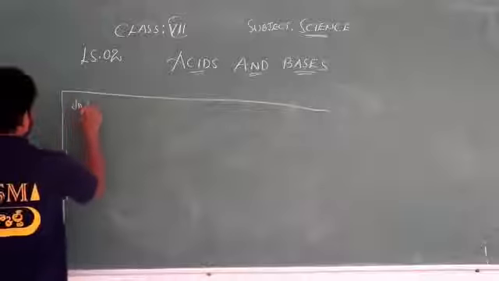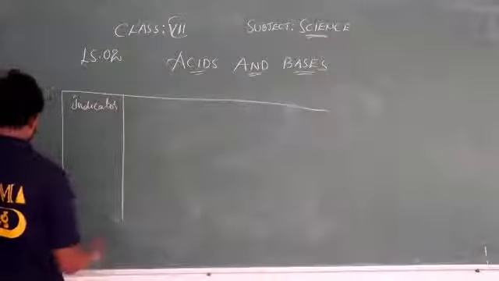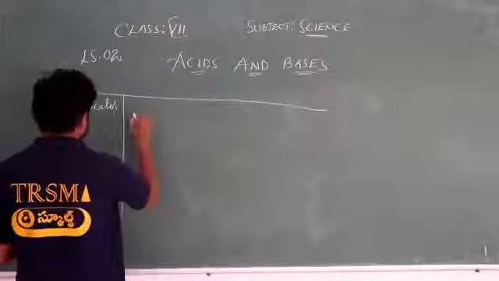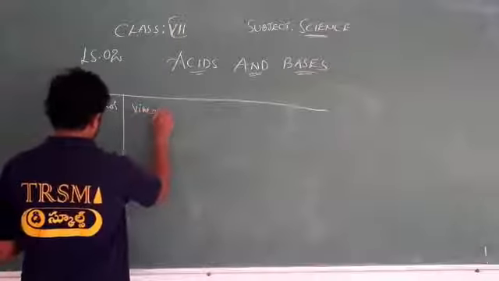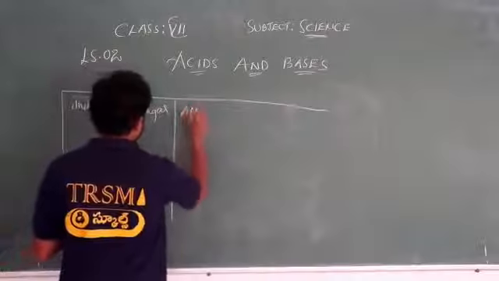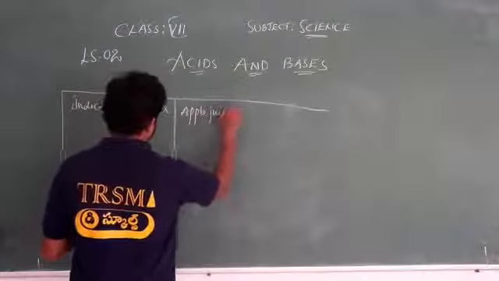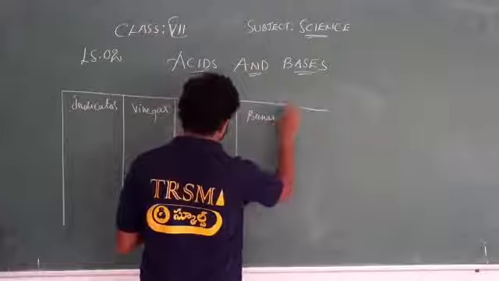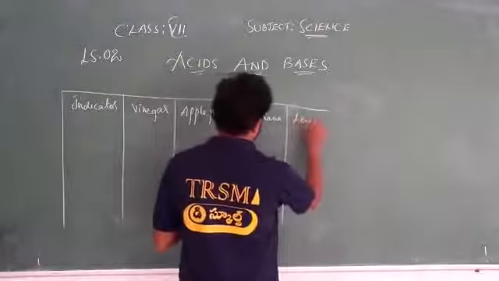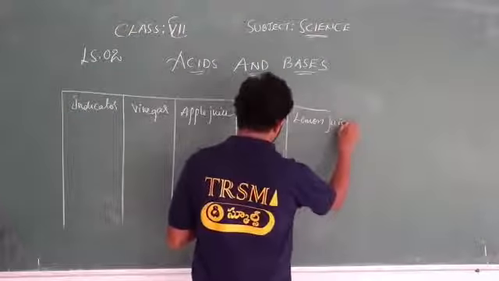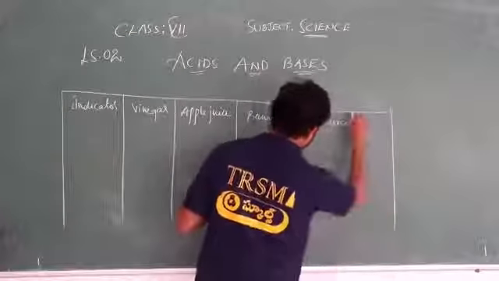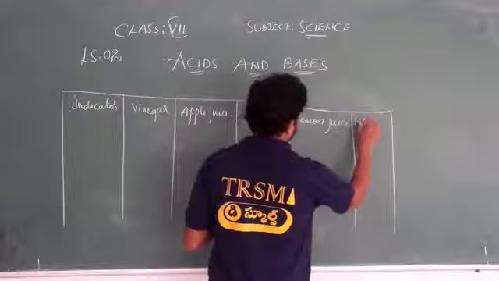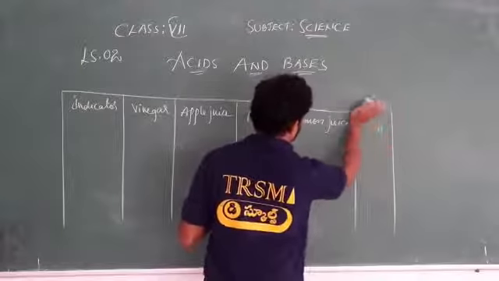Here we take the indicator, and here we take different materials, different substances, like vinegar, apple juice, banana, lemon juice, and many more, like lime water and milk of magnesia.